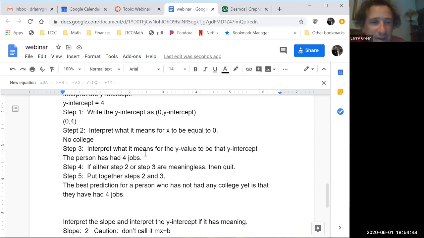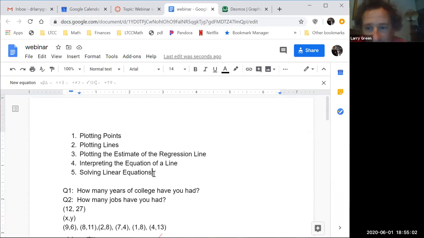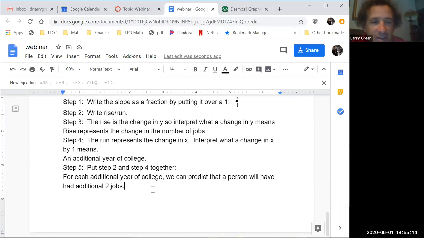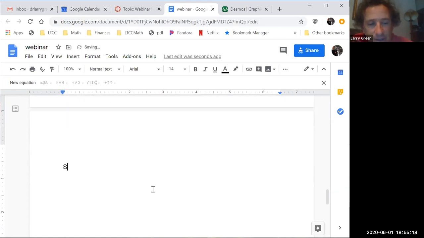Okay, any questions at all on the y-intercept or the slope, and how do you interpret them if they can be interpreted? Any questions on that? Okay, the final thing to talk about today is how do you solve linear equations? That won't be nearly as hard as interpreting the equation of a line, but it's something you have to do, so we need to. So let's go solving linear equations.